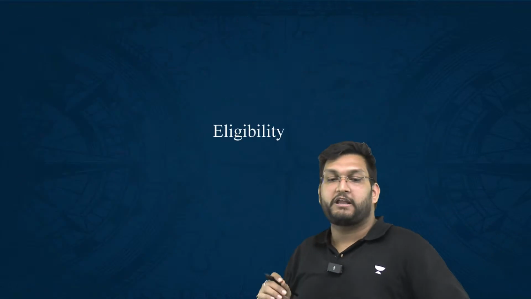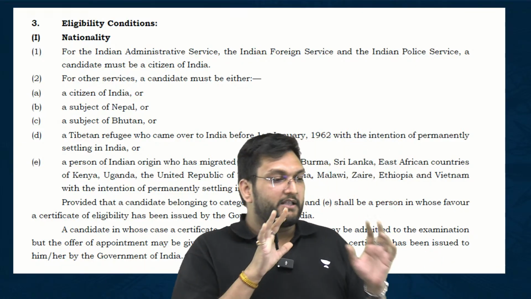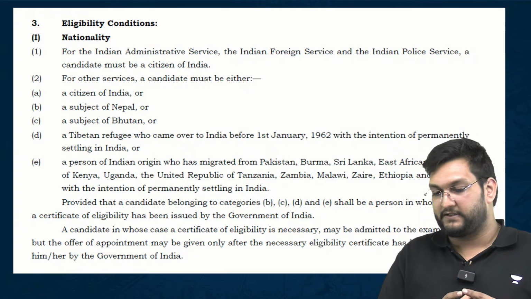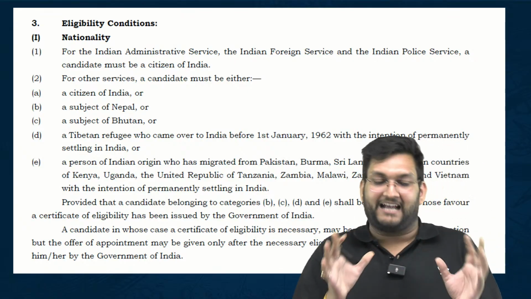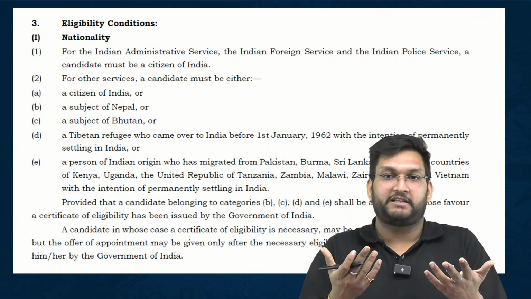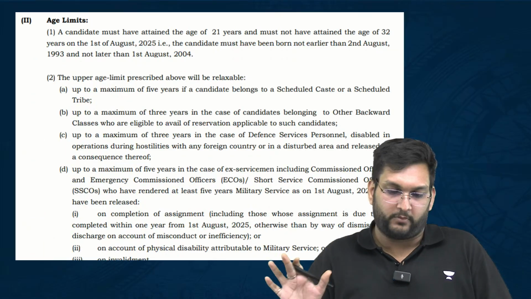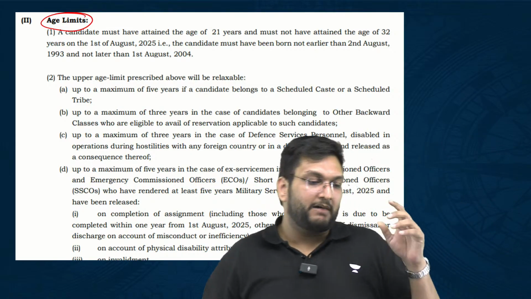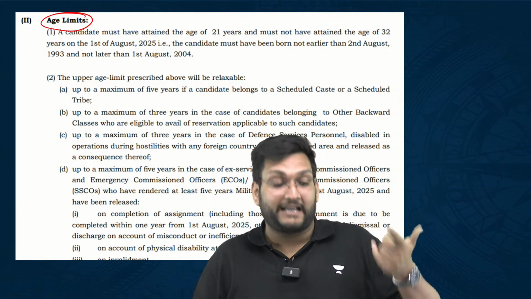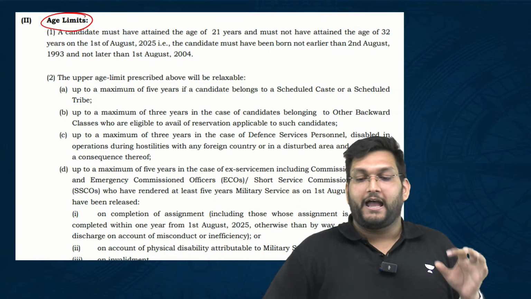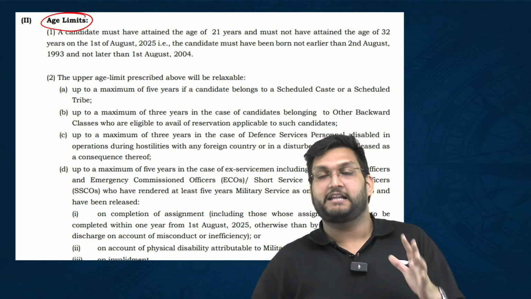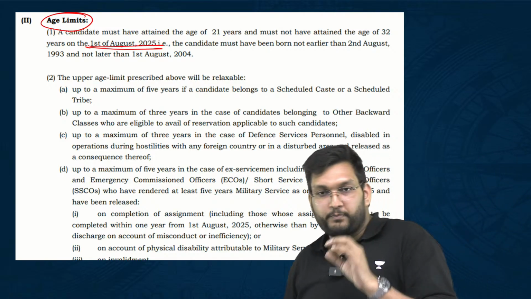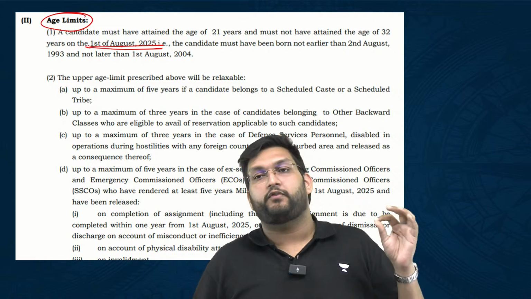Now, for the students who may not know the eligibility, the following provisions are there for eligibility. Specifically, the age eligibility is very, very important. There are nationality eligibility criteria, which most of you will meet. There's no problem with regards to that. Age limit is important. A candidate must have attained the age of 21 and must not have attained the age of 32 as of 1st August. Remember, UPSC calculates your age according to 1st August 2025.